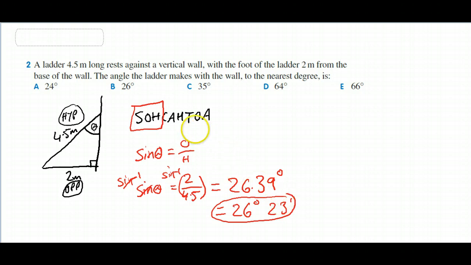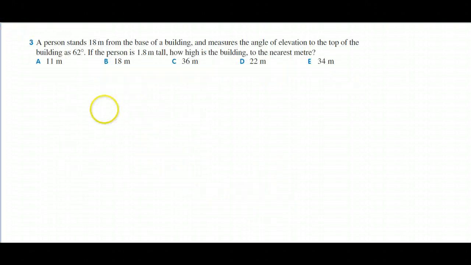Now, we've got to choose one of the responses. This is a multiple choice question. So when we've worked out the answer, it's clearly closest to answer B. So that's that one. Alright, now in this next problem, this is question 3 from the multiple choice section.